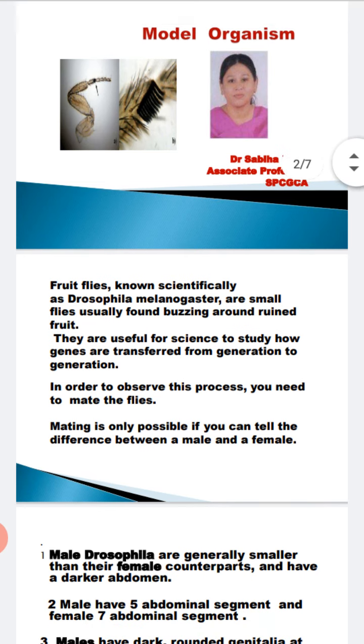Drosophila melanogaster has only 4 pairs of chromosomes, out of which 3 are autosomes and only 1 pair is sex chromosomes. Genes are transferred from one generation to another and they have a short life cycle. They are easy to culture, so they are used in genetic study. Morgan studied them in the 19th century.